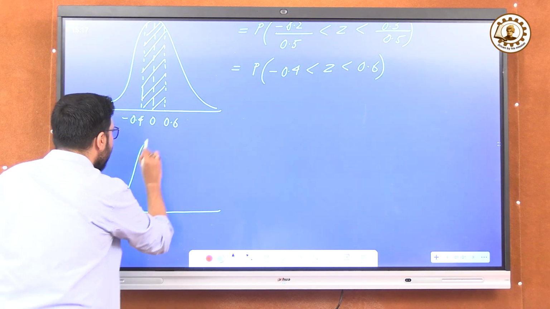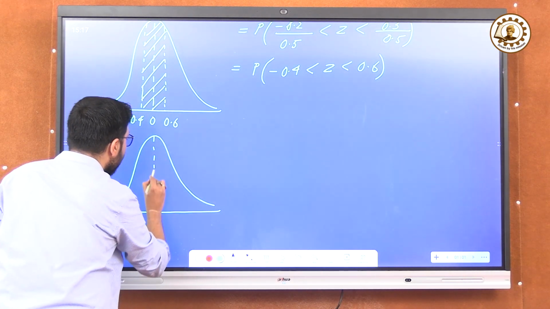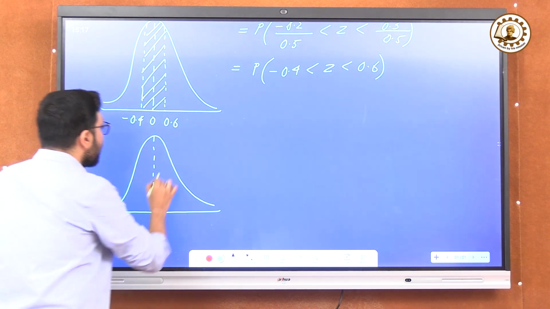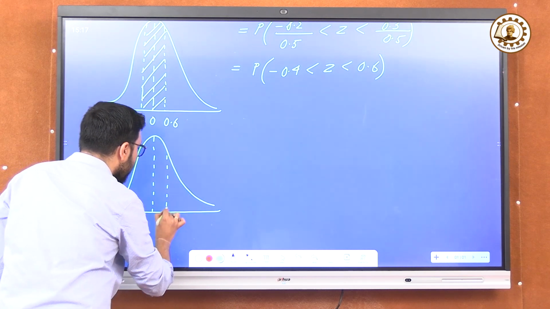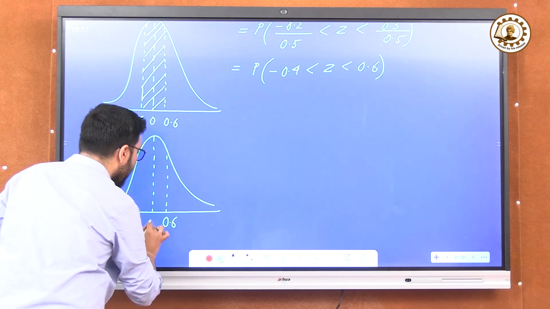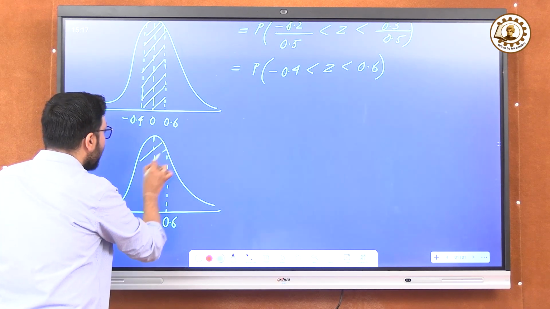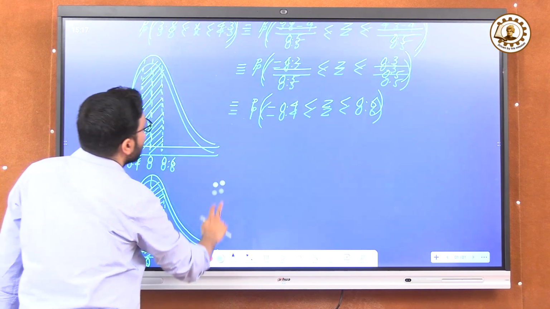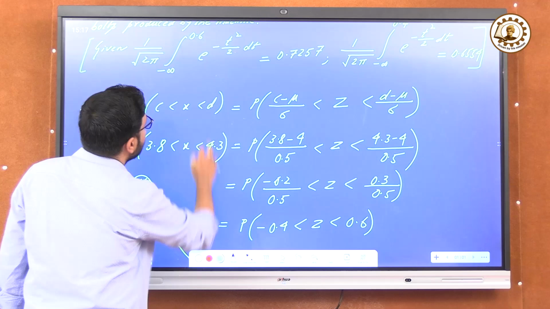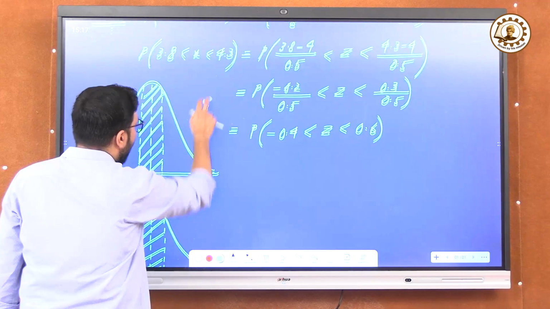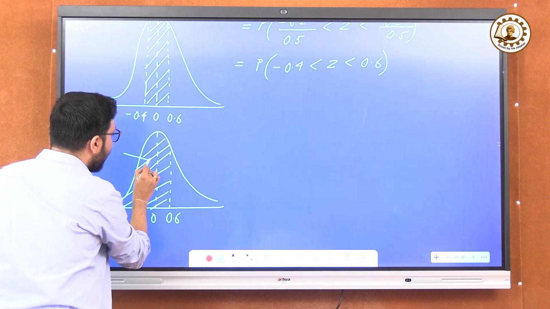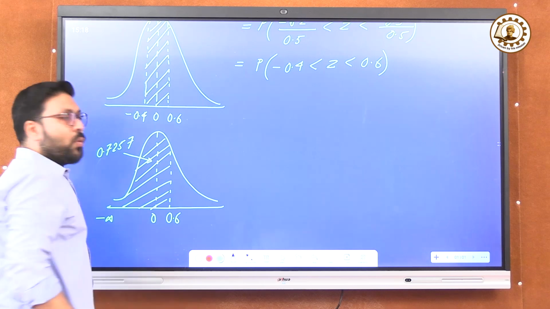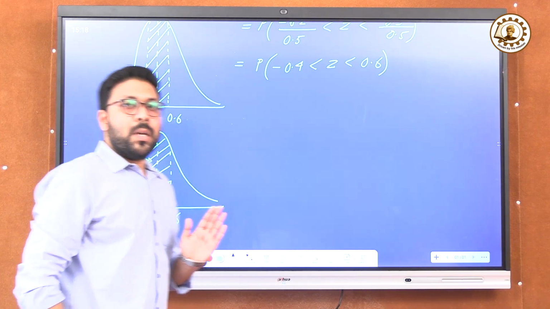So minus infinity, look at this, it would be easier for you to identify. Here it is minus infinity till 0.6, the value has been given. This entire value is given as 0.7257. This entire area is 0.7257. Now you all have some idea about the standard normal curve.